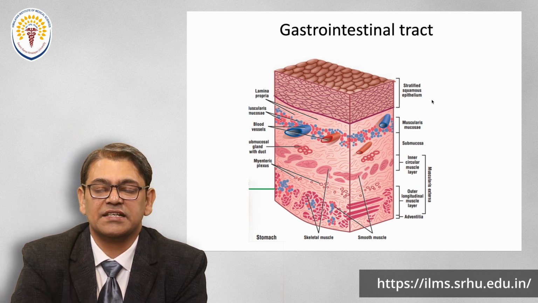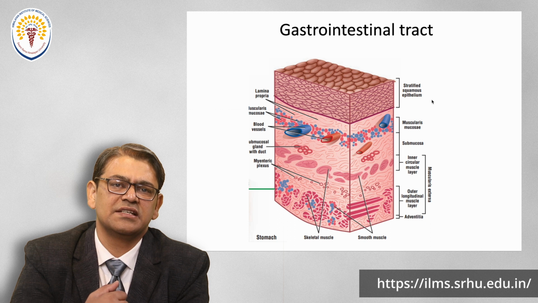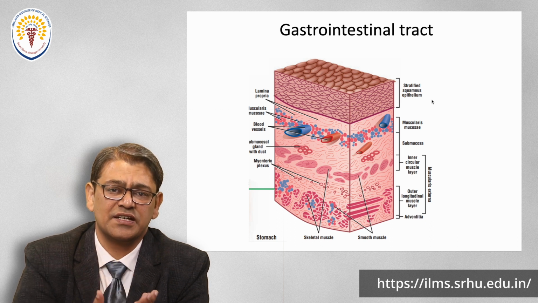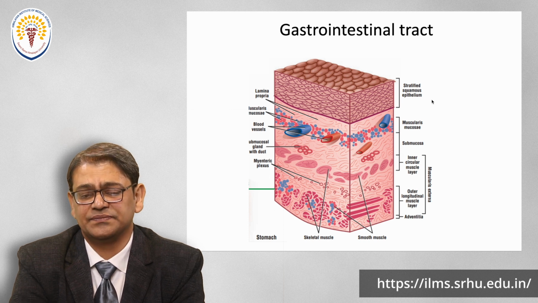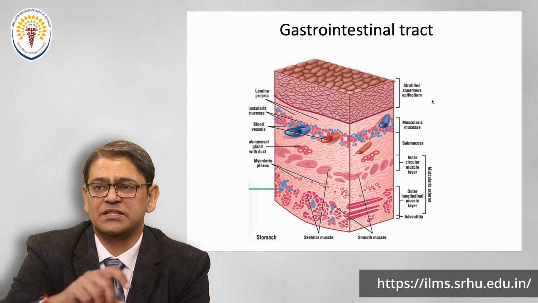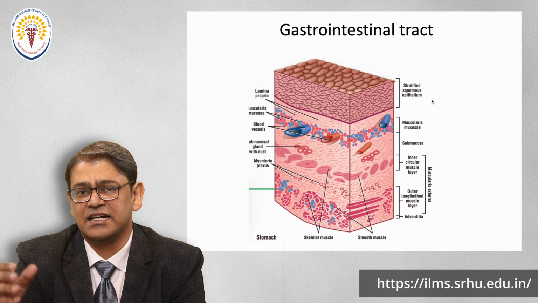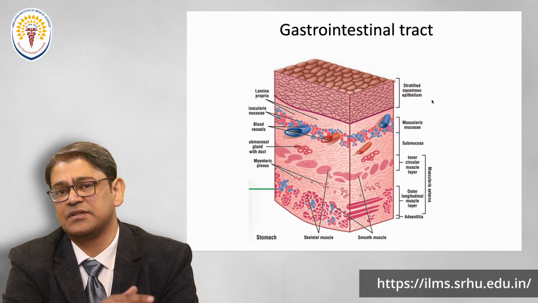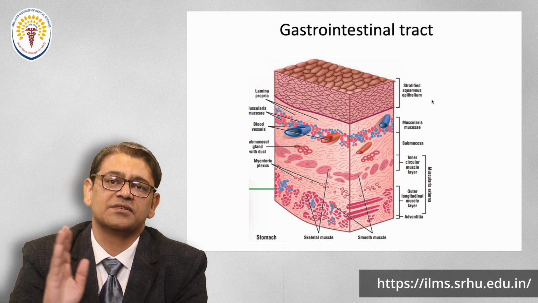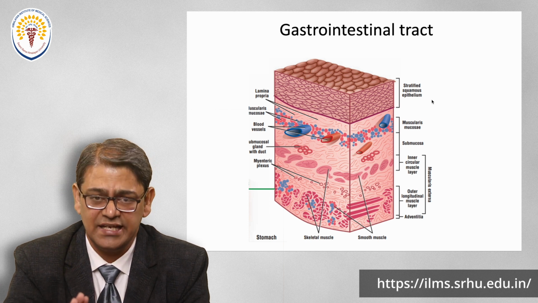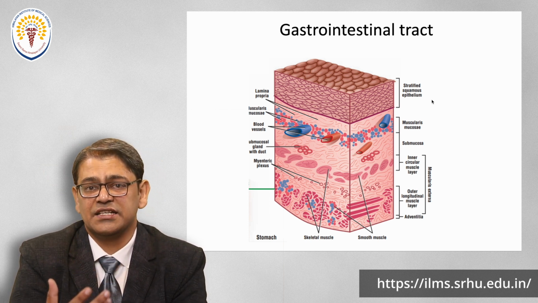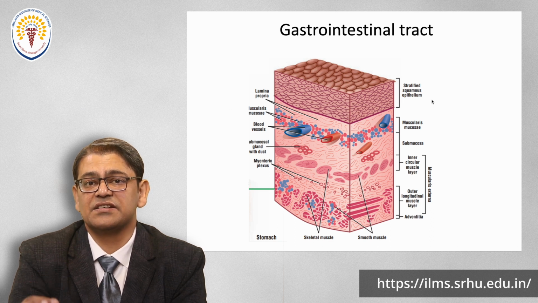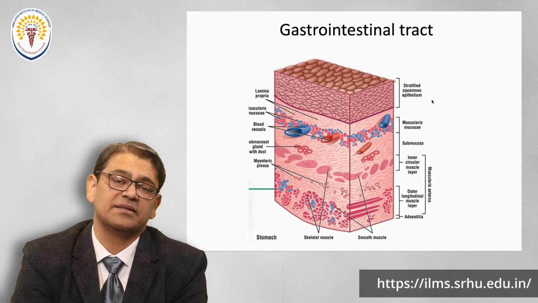But the common feature is, if you except the esophagus, usually the epithelium is simple columnar epithelium, right? The simple columnar epithelium is the gastrointestinal epithelium lining the whole of the gastrointestinal tract from inside. But in the esophagus, in the upper portion, we see a stratified squamous non-keratinized epithelium.